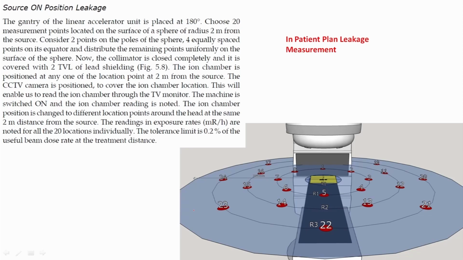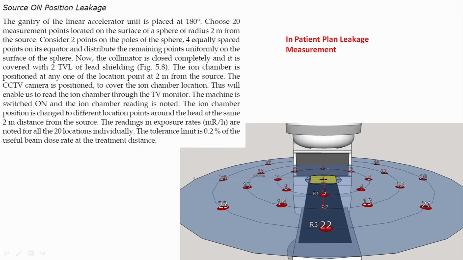So first we are going to understand what the source on position leakage is. This is an in-patient plane leakage measurement. In-patient plane means that your gantry is either at 0 degree or 180 degree and the couch is at 0 degree. This is called in-patient plane leakage. In this case, it is generally a 20 to 24 point measurement. From the isocenter, you need to draw radii R1 and R2, with a diameter of 1 meter and a diameter of 2 meter.